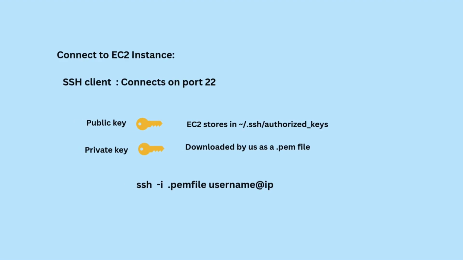And for connecting to our EC2 instance, we use SSH key pair. This key pair has a private key and a public key. The public key is stored in the EC2 instance while launching it, and the private key we keep to ourselves. So when we connect to EC2 instance, we have to specify this private key file.